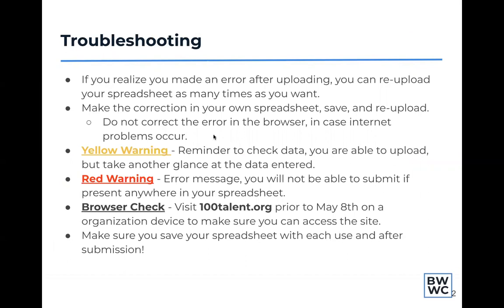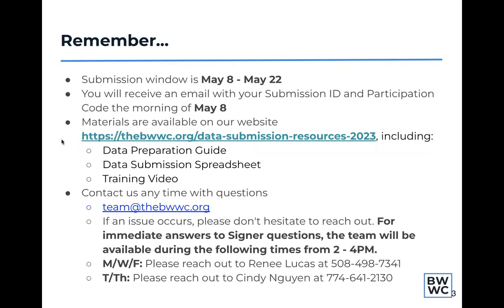Now, the yellow warning, we know, is just a reminder to check your data. You're able to upload, but you just want to take another glance to make sure that everything is correct. That red warning or that red fail is an error message, and you won't be able to submit if it is present anywhere in your spreadsheet. And then a browser check. Visit 100talent.org prior to May 8th on an organization device to make sure you can access the site. And always, always, always make sure you save your spreadsheet with each use and after submission. So just some things to remember.